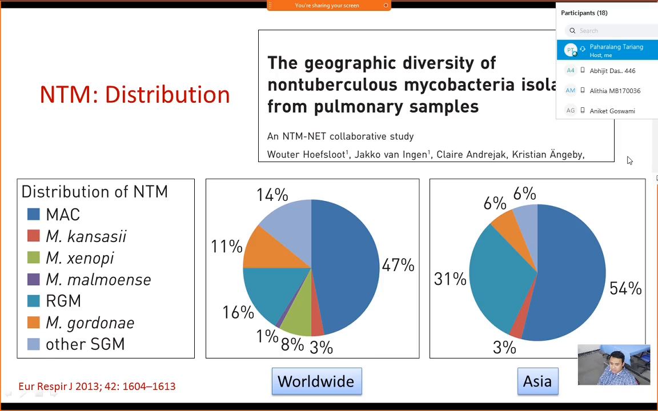Okay. So this is a small chart which shows the geographic diversity of non-tubercular mycobacteria isolates from pulmonary samples. Worldwide, the most common is still MAC, followed by Mycobacterium, followed by RGM, then followed by Mycobacterium gordonae. Whereas in Asia, we see that again MAC is still the most common organism, followed by RGM and also by gordonae, and other slow-growing mycobacteria are also seen.